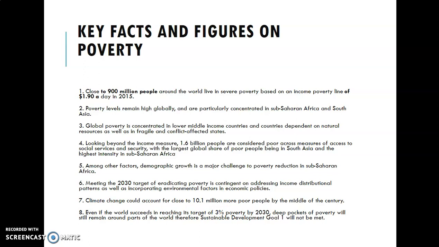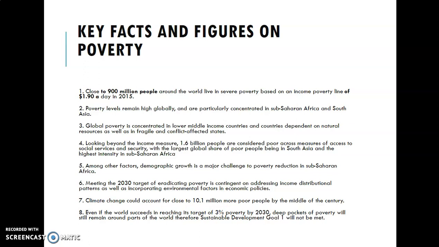So number 7 is, climate change could account for close to 10.1 million more poor people by the middle of the century. Because due to climate change, some of the farmers grow their crops and the environment is changing. Sometimes there is a lot of precipitation, meaning a lot of rain. So when a lot of rain comes, the crops are damaged. When the crops are damaged, the farmers become poor. And when there are droughts in the land, the dry and semi-arid agricultural lands are also facing the same problem, when there is no precipitation, and the farmers cultivate their land but are unable to get more production.